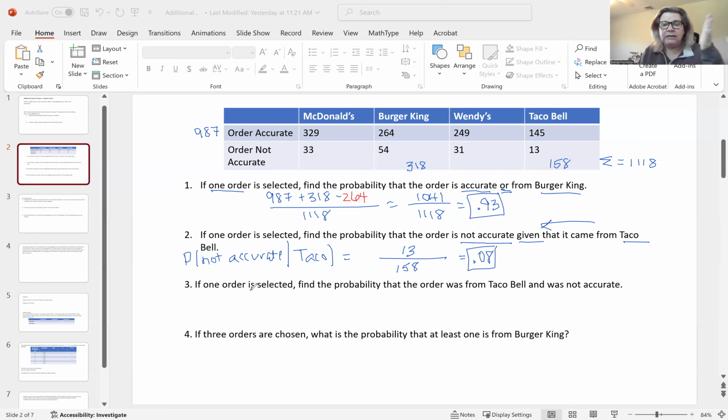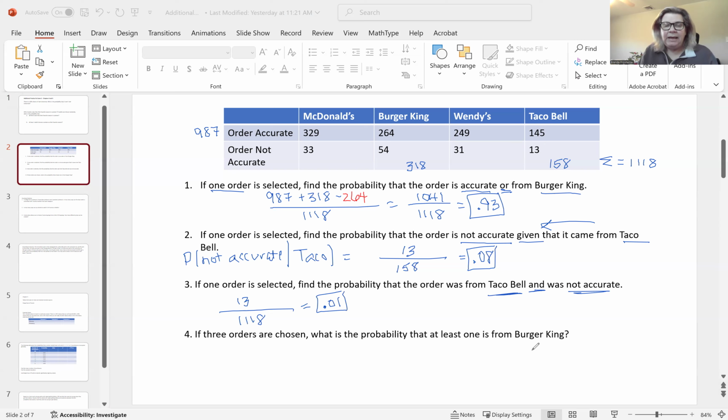Now, compare that to number 3. One order selected, I want the probability that it was from Taco Bell and it was not accurate. Okay, well, there's no given. So now I'm back to the whole population. The probability that it's from Taco Bell and not accurate, well, that's 13 of them. So this time it's 13 out of 1,118, and that is a probability of 0.01.